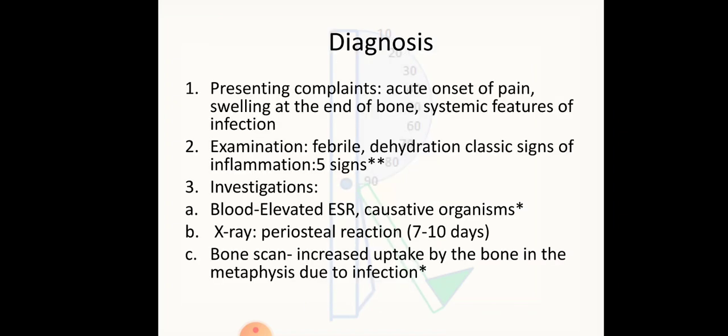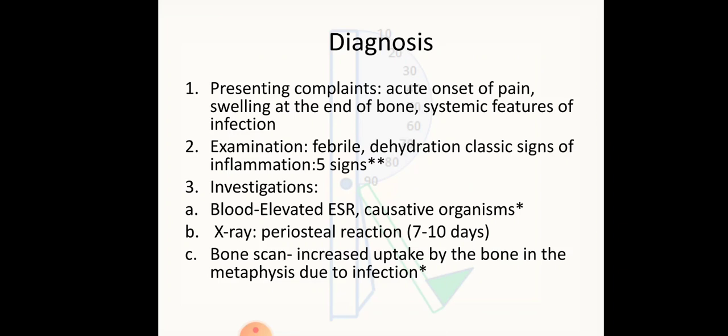Now coming to diagnosis of osteomyelitic case. The first one is presenting complaint. When the patient walks into the clinic, what are the complaints presented? The first one is acute onset of pain, swelling in the bone end. Acute onset of pain on palpation, that is your tenderness, and swelling of the bone end, is usually localized in acute osteomyelitis to the region of metaphysis of the long bone. It is never localized to the joint line in acute osteomyelitis, I'm talking about. Systemic features of the infection is nothing but your fever.